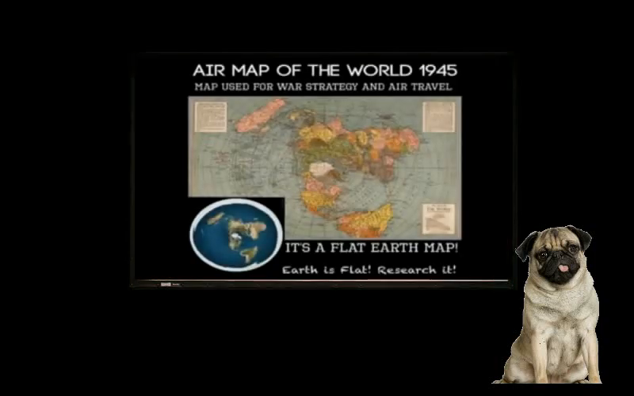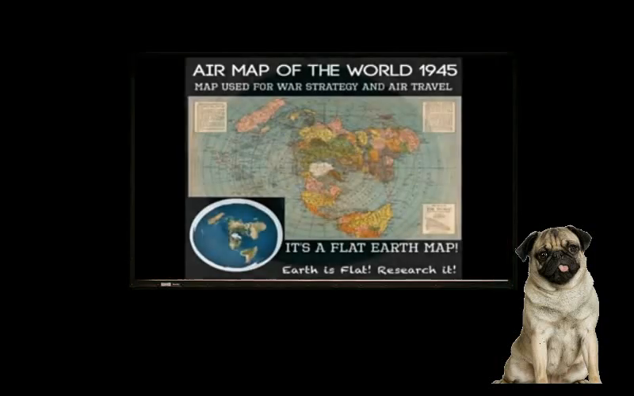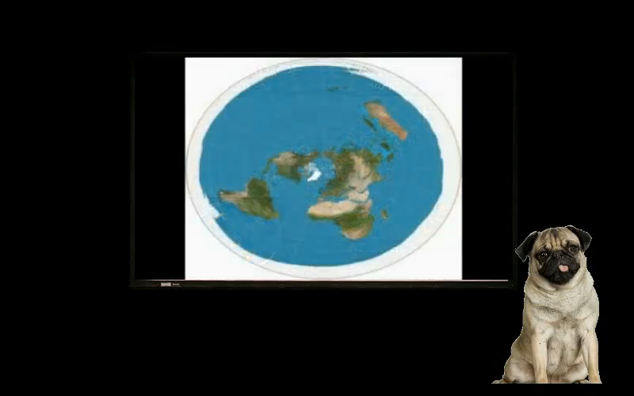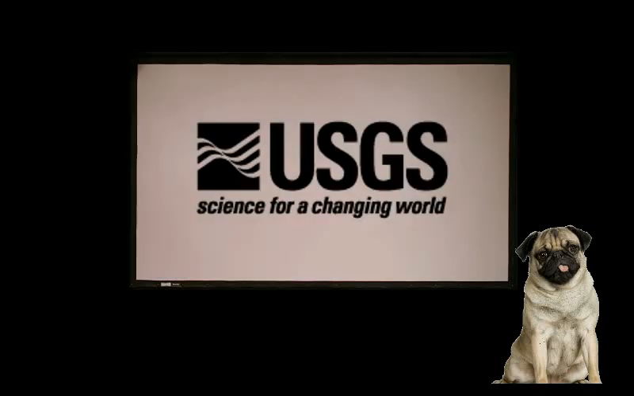The azimuthal equidistant projection map that the USGS actually uses is the flat Earth map. No, the azimuthal equidistant projection map is an azimuthal equidistant projection map. It's just one way of showing all the countries of the world on one sheet of paper. The USGS actually uses many maps.